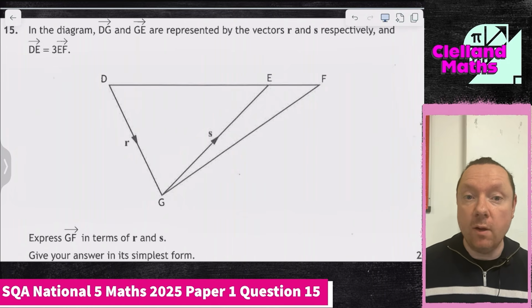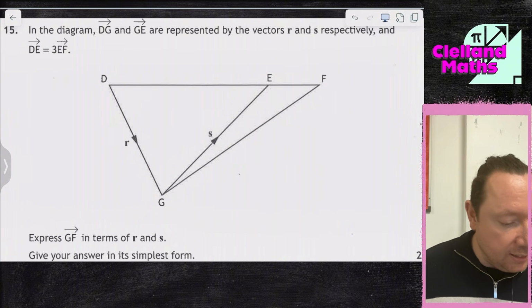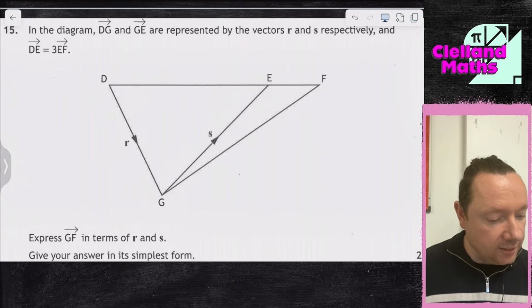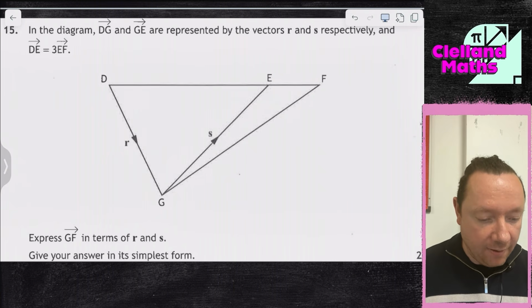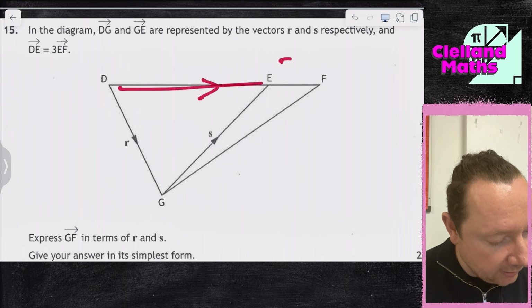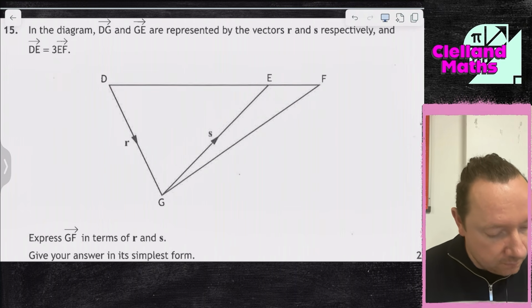SQA National 5 Maths 2025, Paper 2, Question 15. In the diagram below, DG and GE are R and S, and they're shown in the diagram. But it also says that DE is 3EF. So in other words, here to here is 3 of here to here. I have to go from G to F. I need to go there.